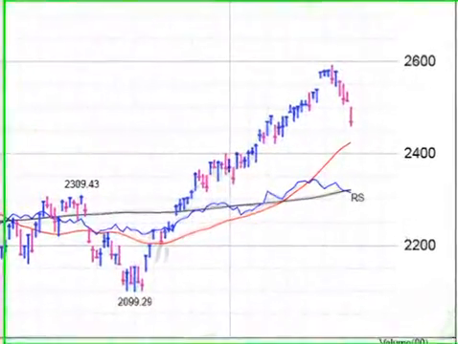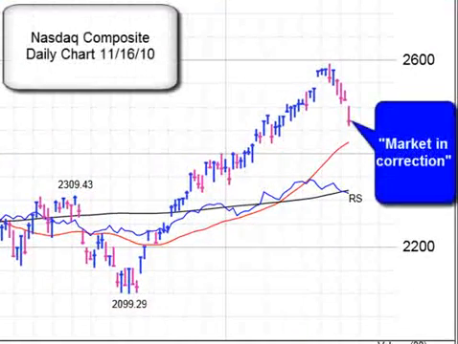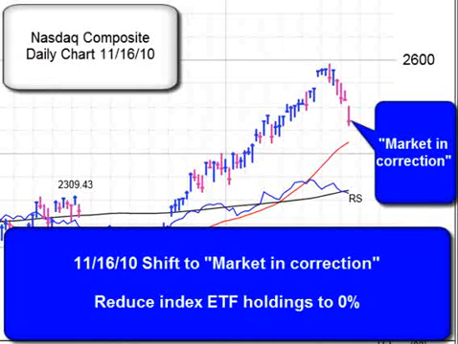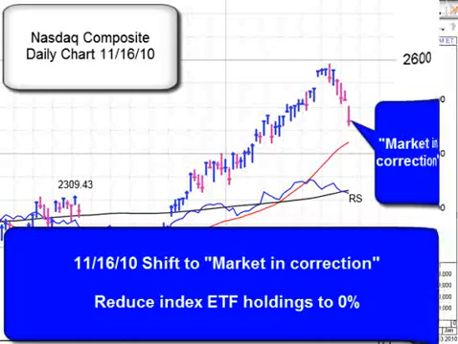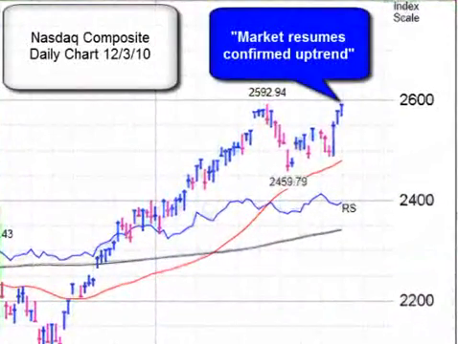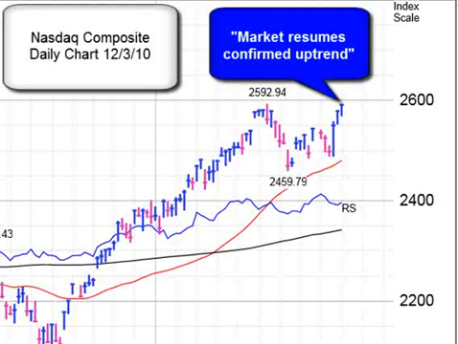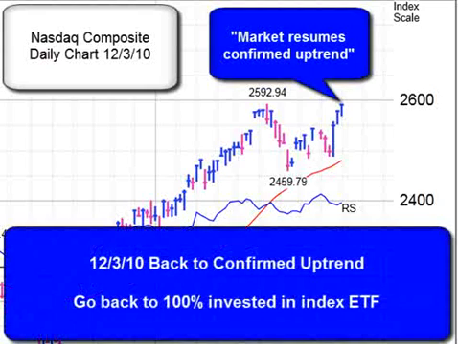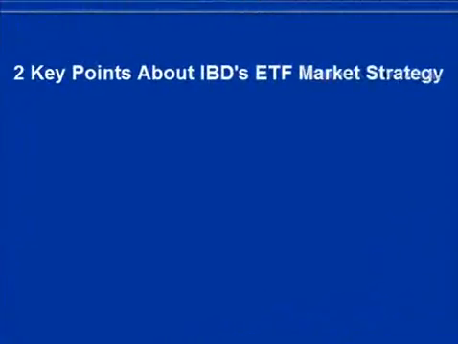A few days later, on November 16th, the market pulse shifted to market in correction. That meant it was time to move safely to the sidelines and cut your ETF holdings to 0%. A couple of weeks later, the market pulse changed to market resumes confirmed uptrend. So once again, we were back in an uptrend, and that was your signal to again establish your full position in the index ETF.